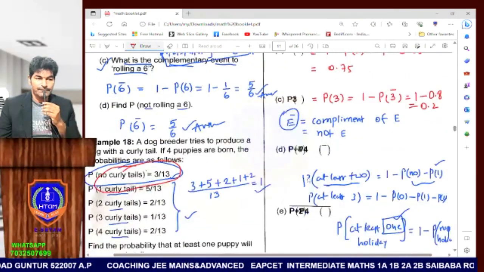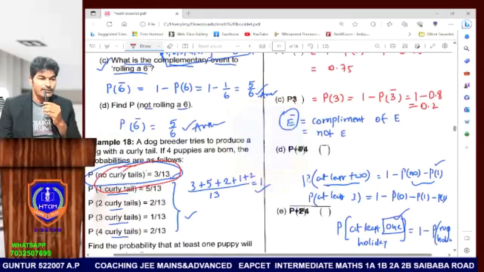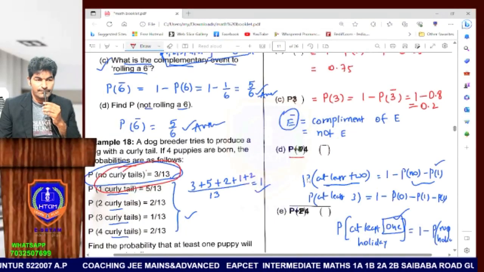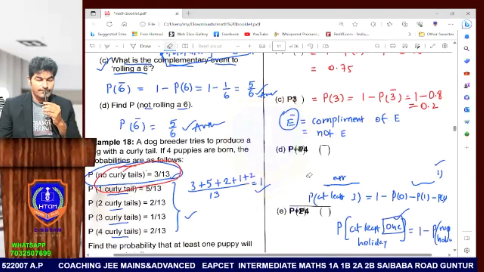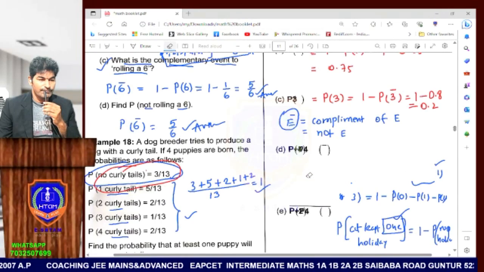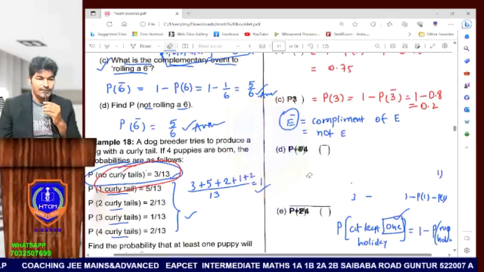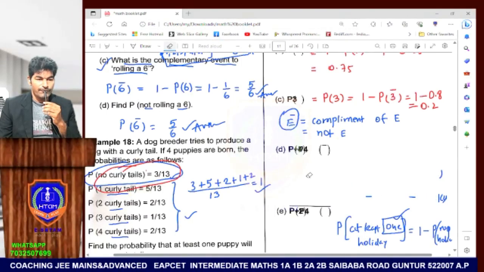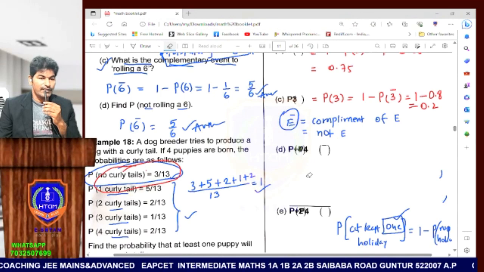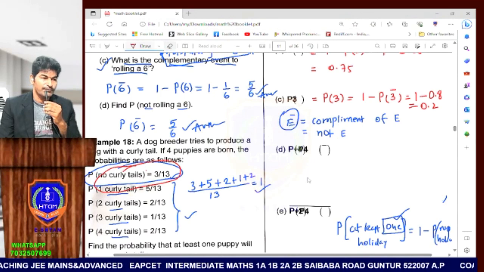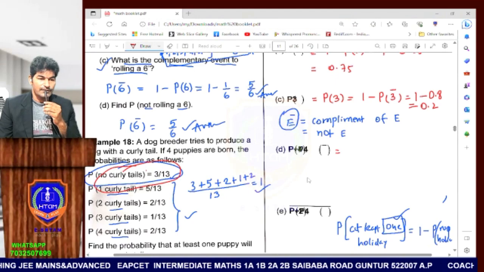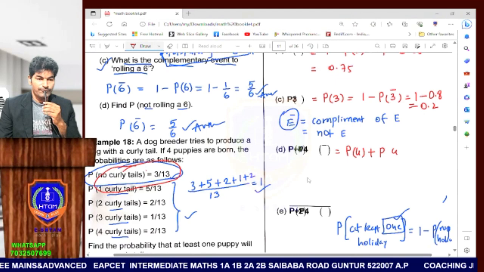What did he say in this question? P of 4 plus P of 4 dash. Yes, you are correct. P of 4 plus P of 4 bar will be 1, right? We know that P of 4 plus P of 4 bar will be 1.